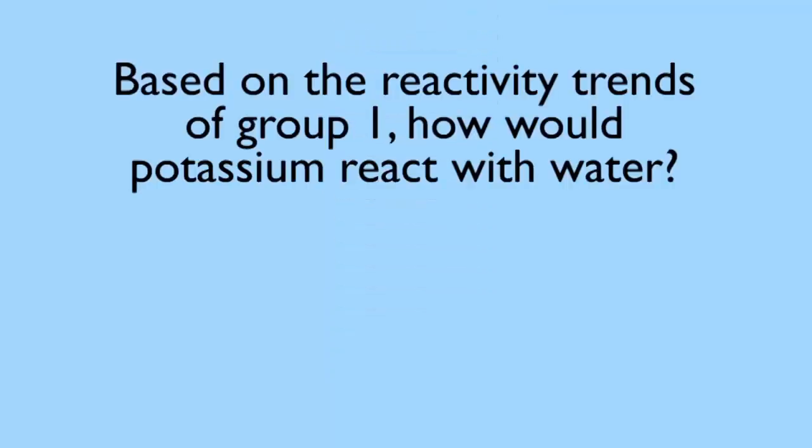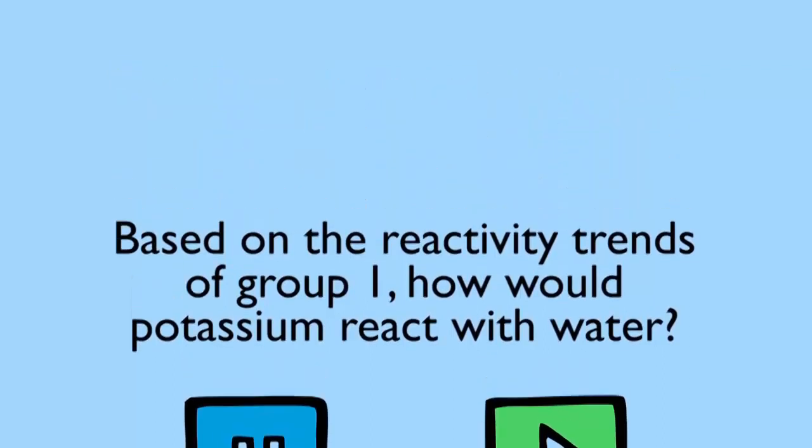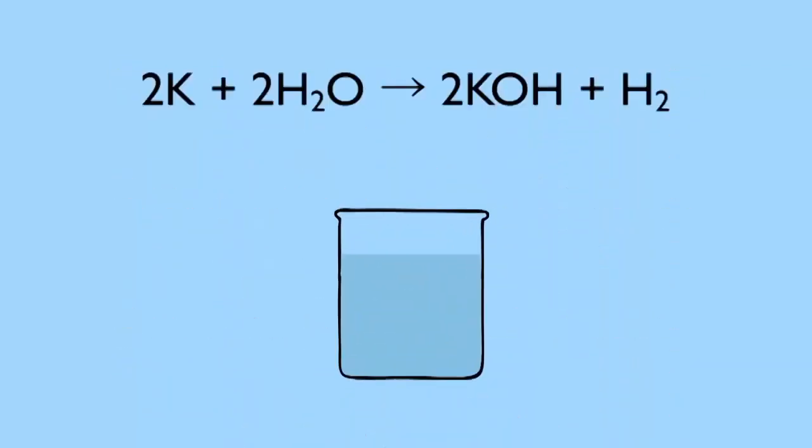If you know the reactivity trend of this group, you can predict what happens when you react potassium metal with water. Pause the video and consider, then resume. Well, the chemical equation looks nearly the same, but the reaction is much more violent because potassium is more reactive and enough heat is given out to ignite the hydrogen gas, and this then ignites the metal itself.